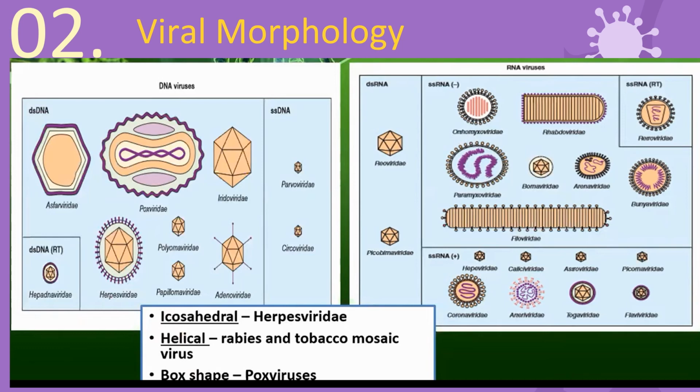So again, these are the shapes of the viruses. So these are the DNA viruses. These are the RNA viruses. Example of icosahedral are the herpesviridae. Examples of helical are the one that causes rabies and the tobacco mosaic virus. And for the box shape, example is the poxviruses.